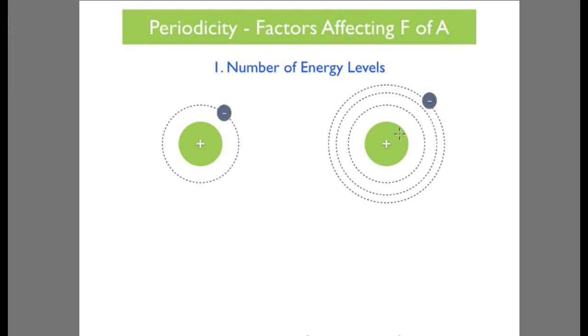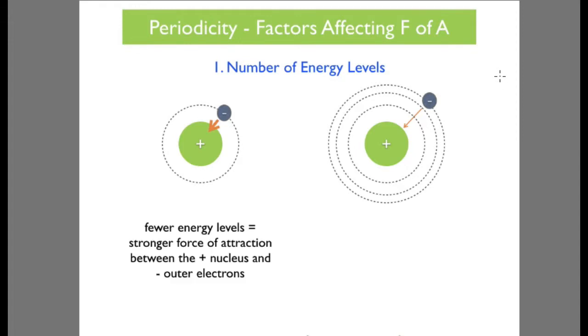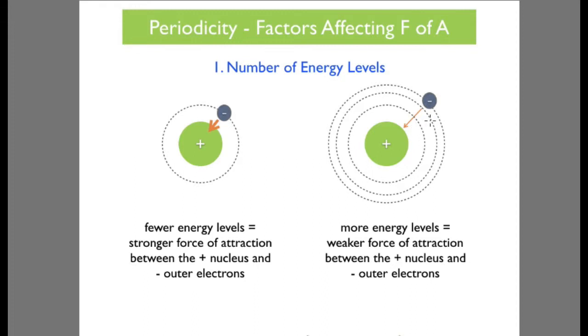Some factors that affect the force of attraction include the number of energy levels. Here we have one energy level. Over here we've got three energy levels, and the valence electron is in the third energy level. With fewer energy levels, you get a stronger force of attraction between the positive nucleus and the outer electrons, as you would imagine. With more energy levels, you get a weaker force of attraction between the positive nucleus and the outer electrons.